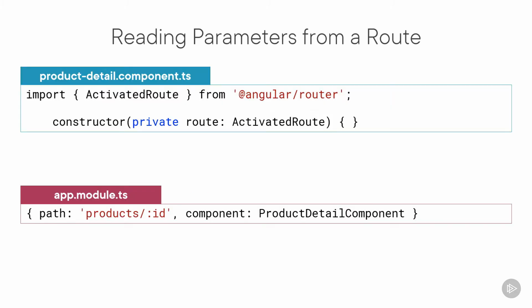To get the parameter from the URL, we use the activated route service provided by the router. We want an instance of the service, so we define it as a dependency in our constructor. We've seen this syntax before. This line of code defines a private variable called route and assigns it to the instance of the activated route provided by the Angular service injector. Then we use the instance of the activated route service to get the desired parameter.